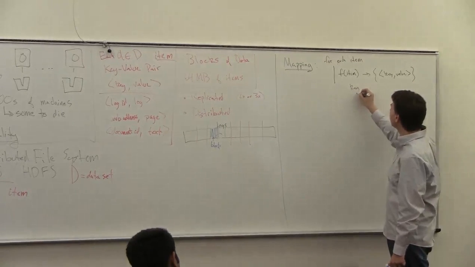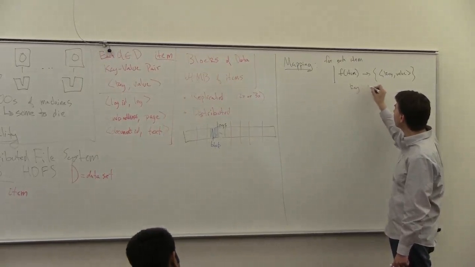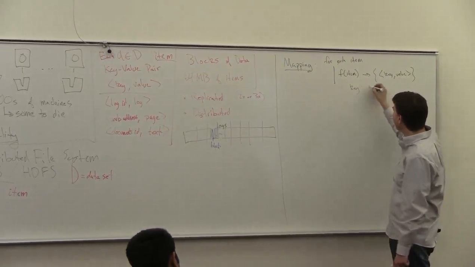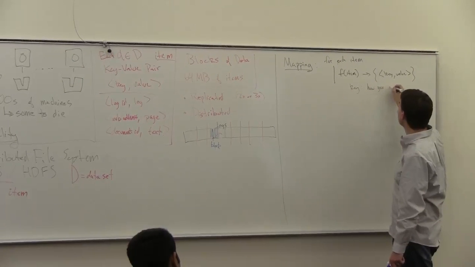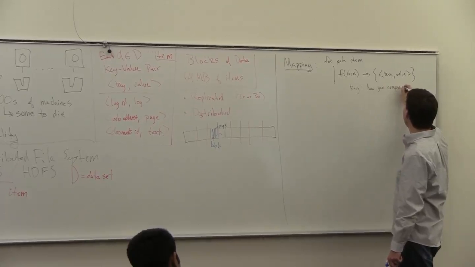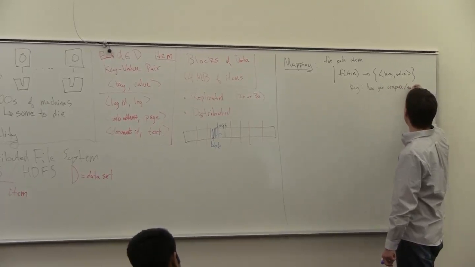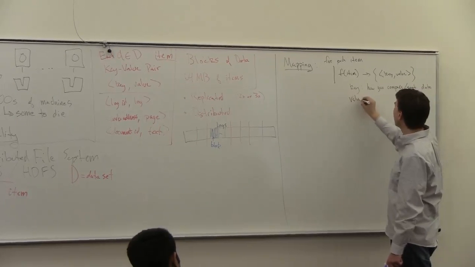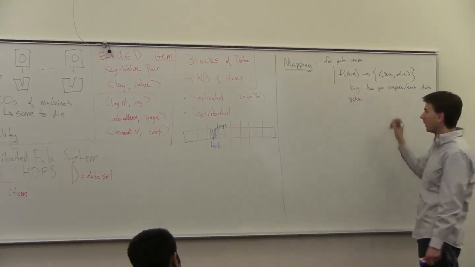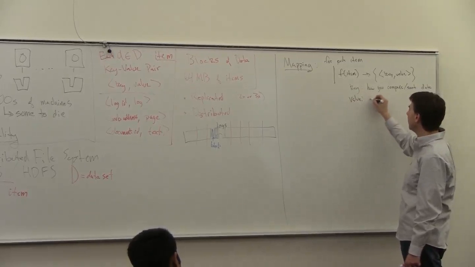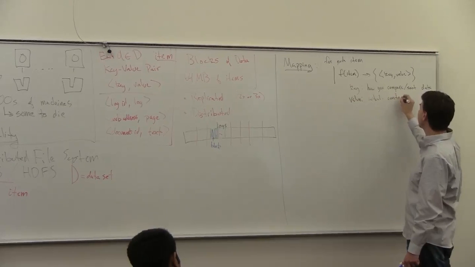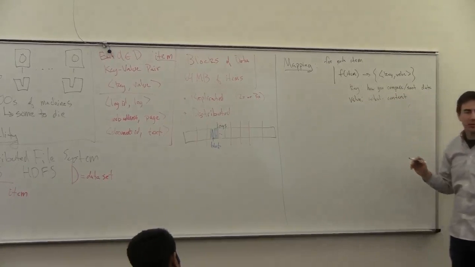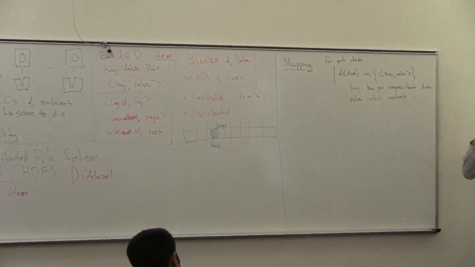So typically, the key is going to have to do with how you compare or sort the data, and the value has to do with the actual content. And I'll go through a few examples in a minute after I lay this out.